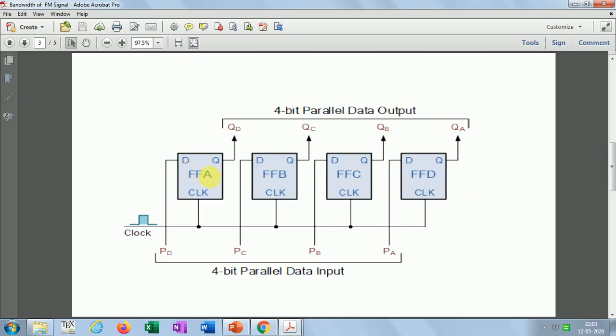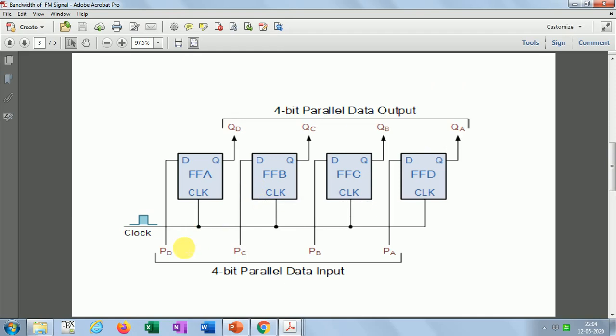Okay, and they have different D inputs: PD, PC, PB and PA. These are all 4-bit parallel data inputs, and we can have 4-bit parallel data output, right? If it is a positive edge triggered flip-flop, then when the clock is positively edge triggered, this information, PD, PC, PB and PA, will be stored within these flip-flops, and at the same time you can read out this information through their outputs.